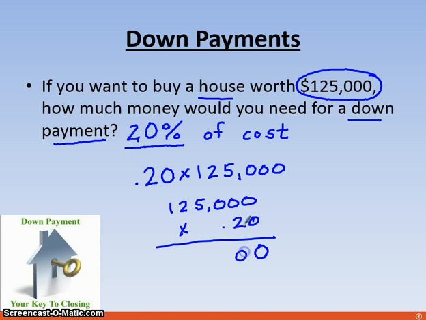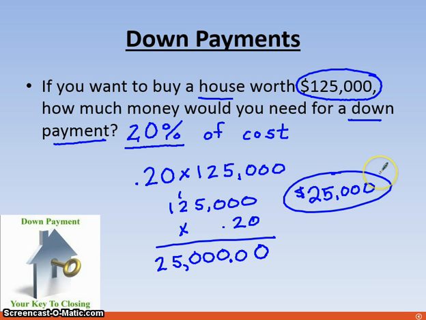2 times 0 is 0, 2 times 0 is 0, 2 times 0 is 0, 2 times 5 is 10, 2 times 2 is 4, and 1 more is 5, and 2 times 1 is 2. 2 place values, so we get 25,000. So if we were going to restate, we'd say I would need $25,000 as a down payment on this house. So before I receive the loan for the rest, I would have to pay that amount.